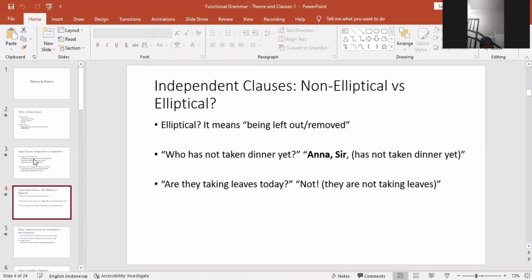Next, independent clauses: non-elliptical versus elliptical, where something is deleted. For example, "Who has not taken dinner yet?" "Anna's here, so has not taken dinner yet." "They are not taking leaves." Next slide, please.